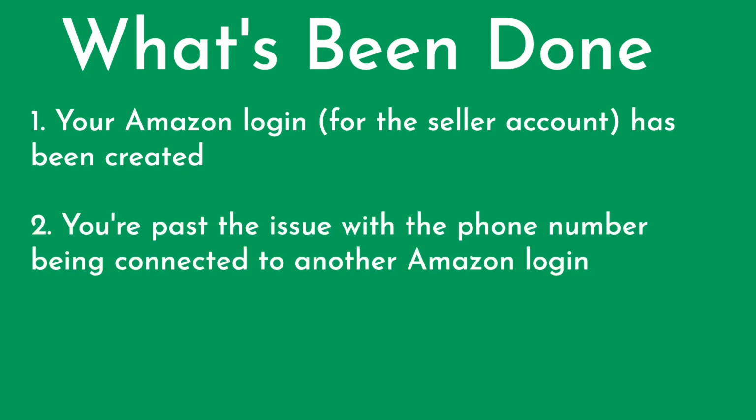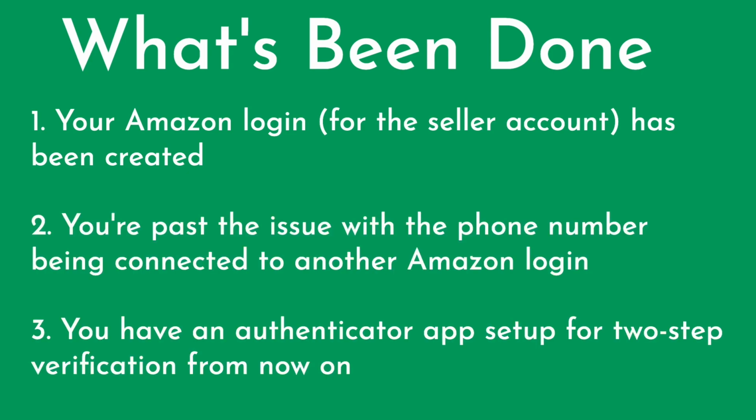Now, at this point, your Amazon login is created, you're past the issue with your phone number being used for another Amazon account, you have an Authenticator app set up so that you can always log in from now on. From here, you still have a few more things to do. If you've got all your documents and the information that Amazon's going to need, then go ahead and find my next video that I'll post soon here where I walk you through the application. If you don't know what you need to have prepared yet, then go watch my previous video where I go through all the documents and the details you need prepared before starting the application here.